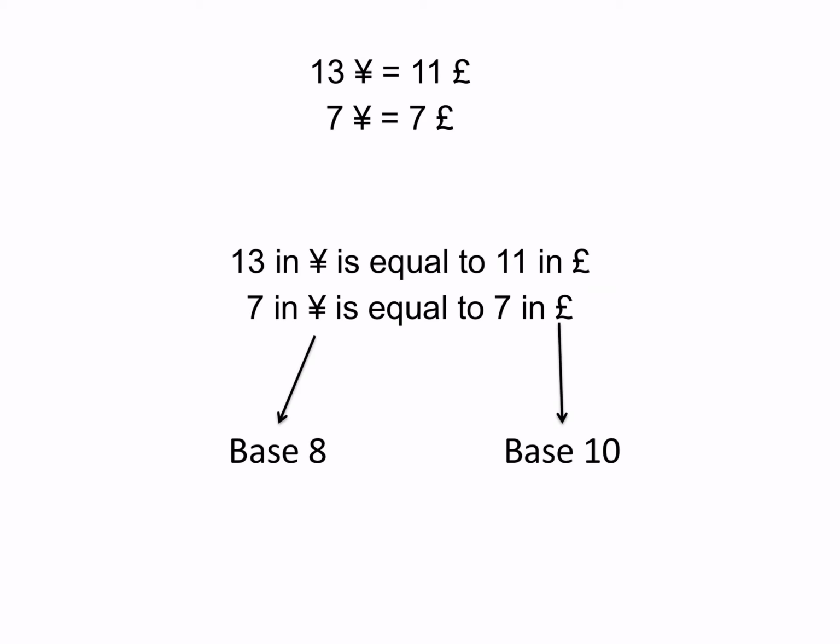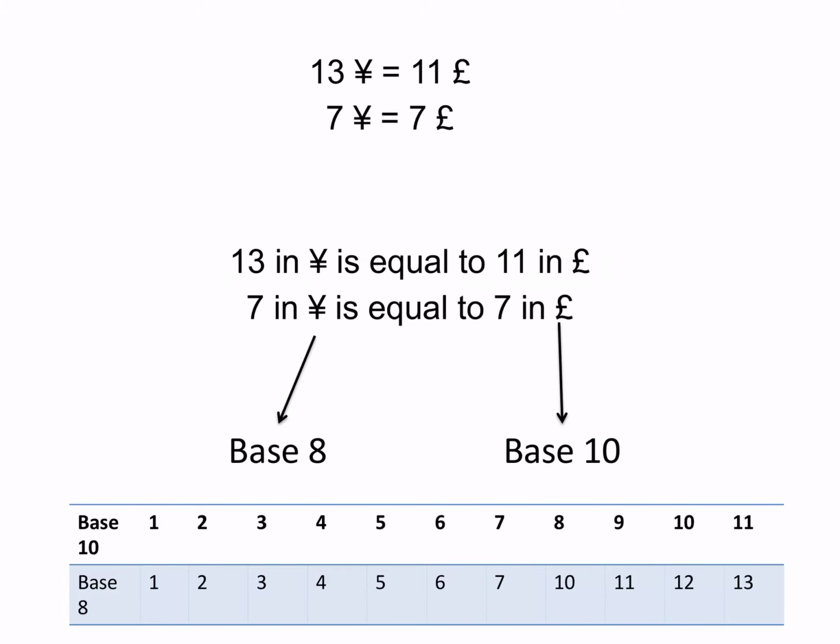And one method to prove this is to draw the tables. You'll see that when base 10 is 7, base 8 is 7. But when base 10 is 11, base 8 will be 13. And you can draw all of the bases from base 2 to base 12 perhaps, and you will find out that this is the only pair of number bases that satisfy the equation.